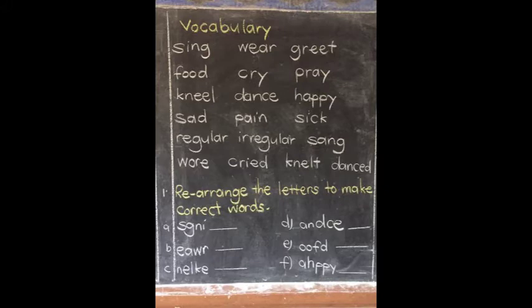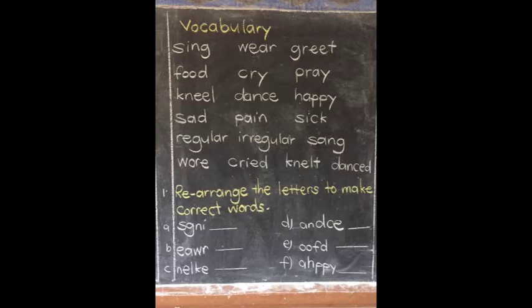Are we there? Let's have them again. The first one is sing, wear, greet, food, cry, pray, kneel, dance, happy, sad, pain, sick, regular, irregular, sung, wore, cried, knelt, and danced. Those are the words that we are going to have today under customs.